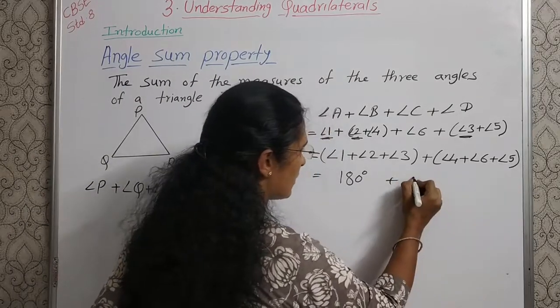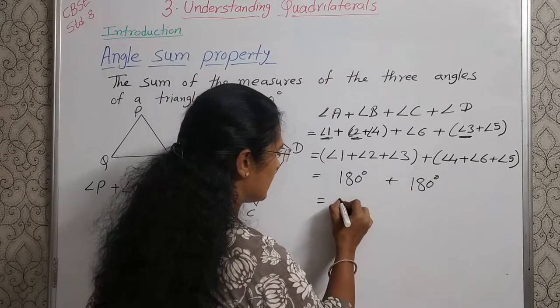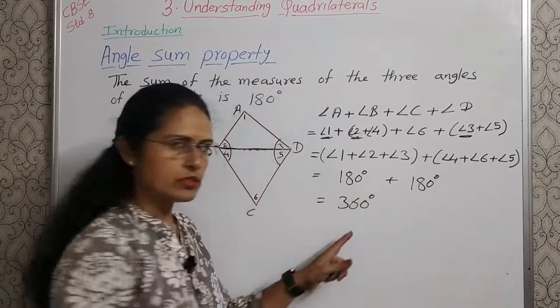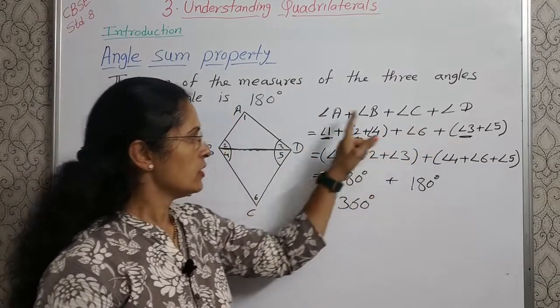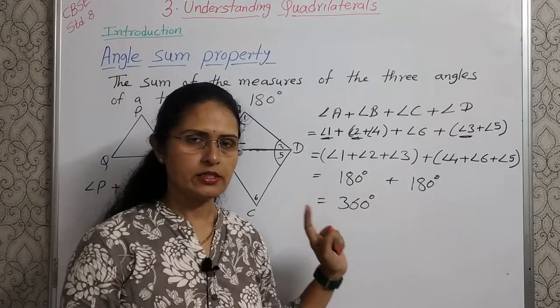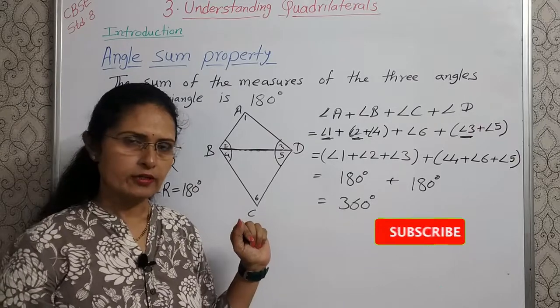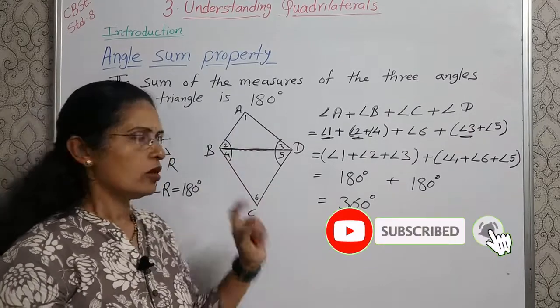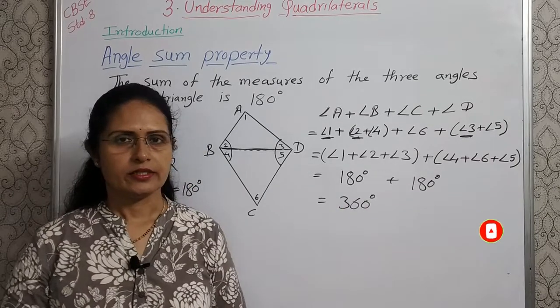So the sum of these three angles is 180 degrees. Now 180 degrees plus 180 degrees is 360 degrees. It means the sum of the four angles of quadrilateral ABCD is 360 degrees. So this is the angle sum property of the quadrilateral. The sum of four angles of any quadrilateral is 360 degrees.